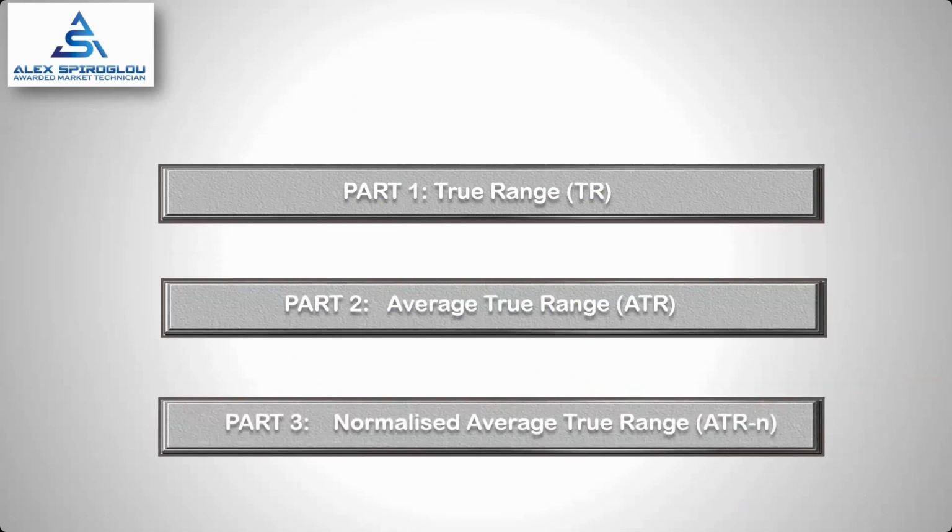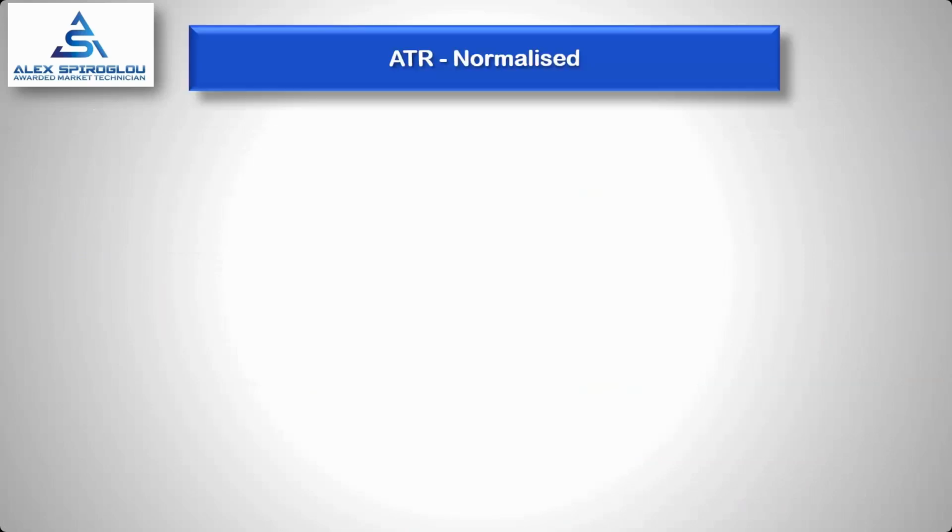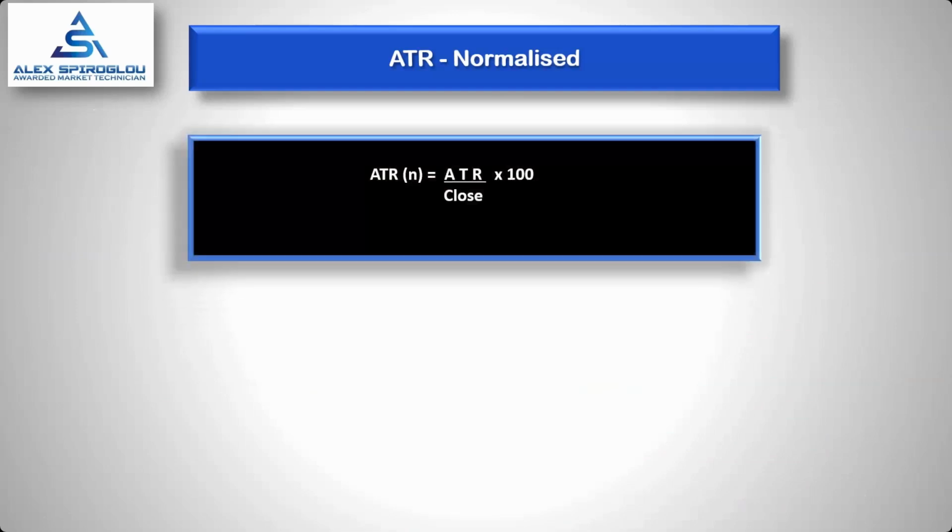The way to solve that is by what we call the normalized average true range. The normalized average true range is basically comparing apples to apples and oranges to oranges. So how can we do that? Normalized average true range: we take the true range and divide it by the close.